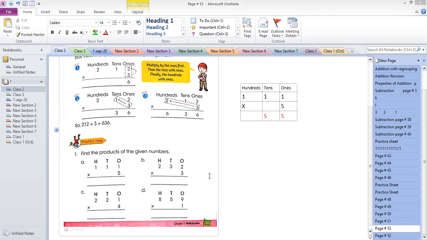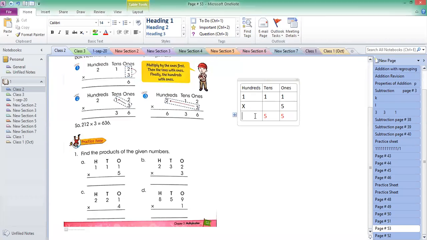SA, can you hear me? Yes. Now I need to multiply again, ones by hundreds. Tell me the answer. Multiply the ones with the hundreds.